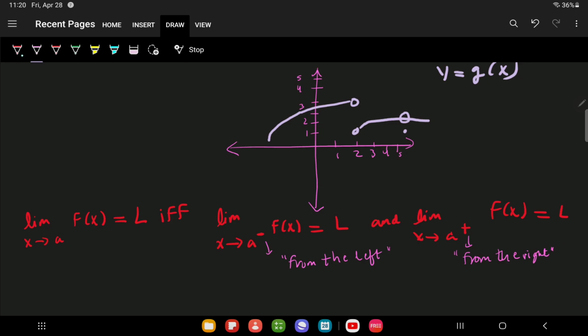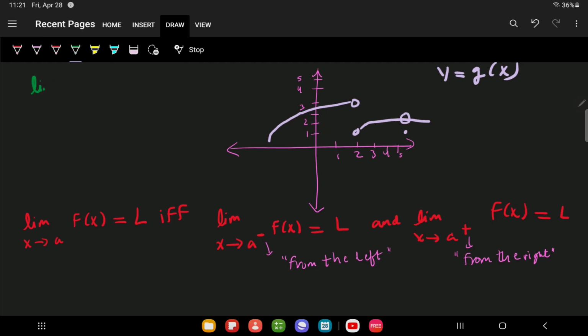So let's do a few examples looking at this picture. What can we say is the limit as x approaches 2 from the left of g of x? Okay, so this is 2, this is my x. Now if I'm going from the left, I'm getting closer and closer to what y value? I'm getting closer and closer to 3. Alright, how about the other way? The limit as x approaches 2 from the right. If I go from the right, I'm getting closer and closer to 1.